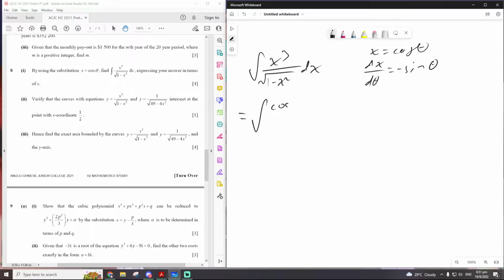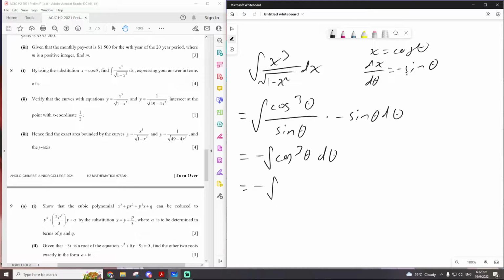So I'm going to get cosine cubed theta divided by 1 minus cosine square. Square root of that will just be sine theta. Okay. Then this is times negative sine theta d theta. So this is the integral of negative cosine cubed theta d theta. Okay. How do I find this integral?